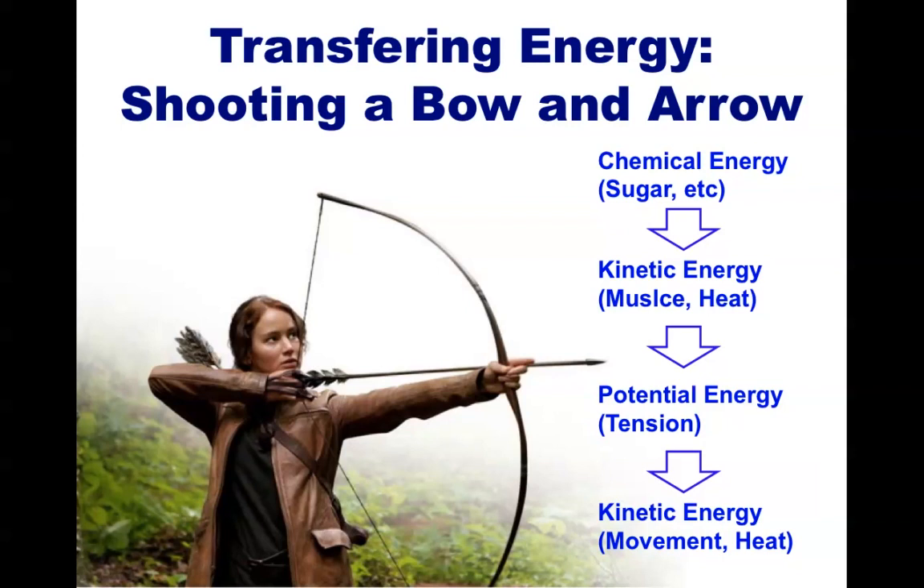The kinetic energy of our arm movement is then transferred into the potential energy of the bow, in the form of the tension in the bow when the arrow is fully drawn. Releasing the tension and firing the arrow transfers the potential energy in the bow into kinetic energy of the arrow, propelling the arrow into the air. This energy is further transferred and converted into heat in the form of friction against the air as the arrow travels towards the target.